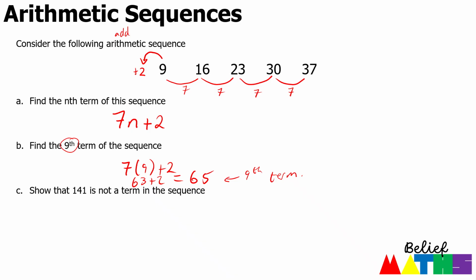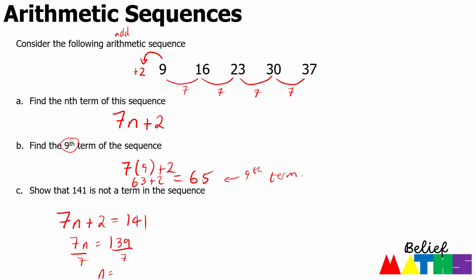The second question says, show that 141 is not a term in the sequence. Now remember, for the terms in the sequence, term number 1 is n equals 1, term 2 is n equals 2, term 10 is n equals 10. So we want to figure out, well, what would n be for 141? So we do 7n plus 2 equals 141. So we let our nth term equal that number, and we're going to solve that. 7n is equal to 141 minus 2, which is 139. And then we're going to divide both sides by 7.